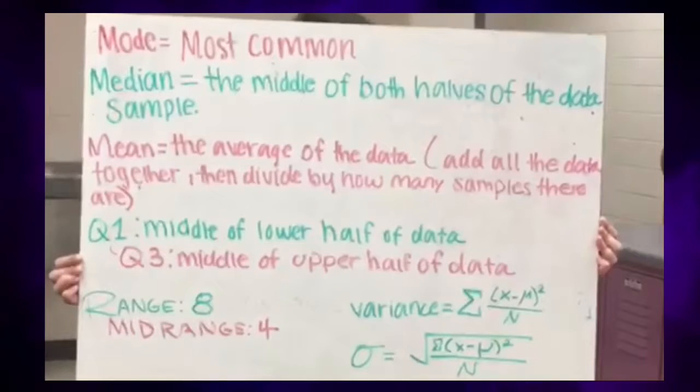The mid-range is the max plus min divided by 2, so for us it was 8 plus 0 divided by 2, which gave us 4 for the mid-range. For the variance, you subtract the mean from each data point, square each of those numbers, add them all up and divide by the number of data points. For that we got 3.24, and to find the standard deviation, you take the square root of the variance, which for us was 1.8.